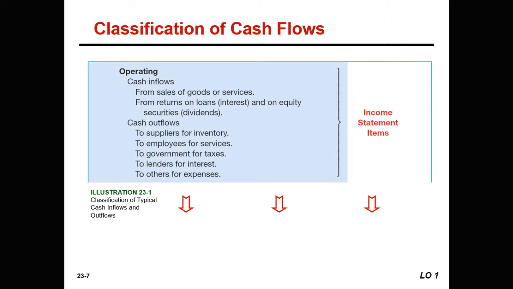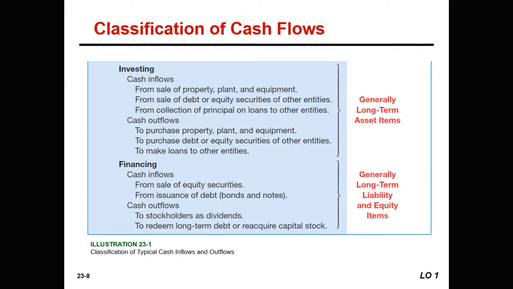Here we have the typical cash receipts and cash payments, and how we look at it from an operating perspective. So you have your income statement items, such as sales of goods and services and the returns on loans or on equity securities as inflows, and then outflows to suppliers for inventory, to employees for services, to governments for taxes, to lenders for interest, and to others for expenses.